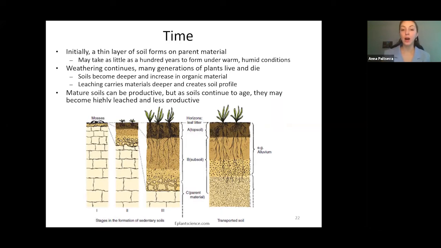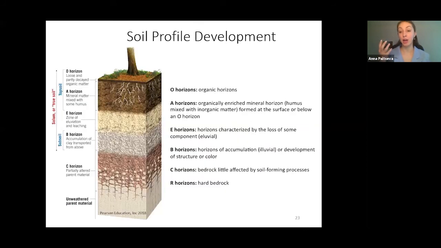It may take at least 100 years to form 1 centimeter of soil. It depends on where we are, how warm, how humid it is. Different landscapes, different climates will have different speeds of soil formation, but it's very slow. And it's so important to manage our soils properly and remember that they're fragile.